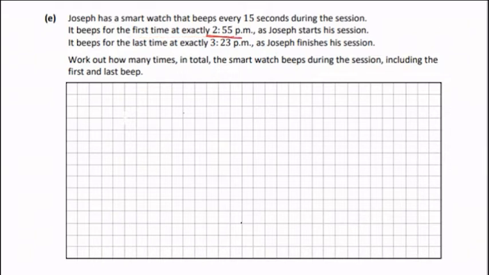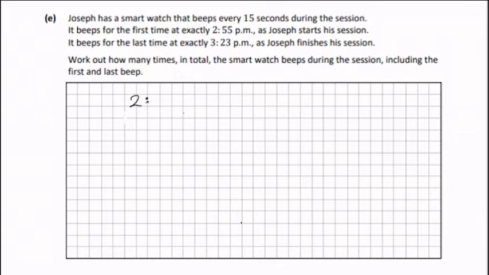On to the next part. Joseph has a smartwatch and it beeps every 15 seconds. The first time it beeps is at 2:55, and then it beeps the last time at 3:23. Work out how many times in total the smartwatch beeps, including the first and last beep.